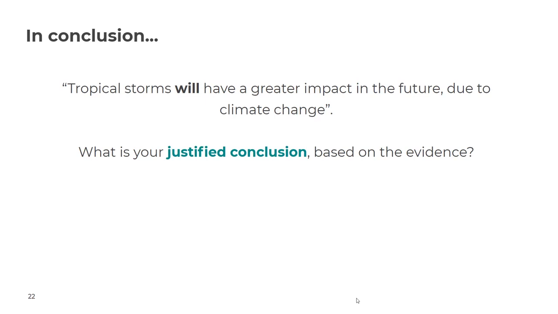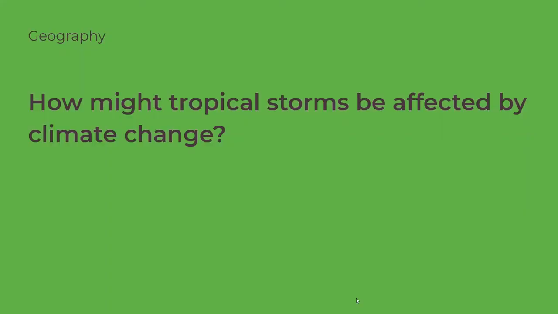So although there is lots to be decided from scientists around what will happen in the future linked to tropical storms and climate change, we are gathering information and data all the time. So it's going to be something that we need to keep a close eye on.